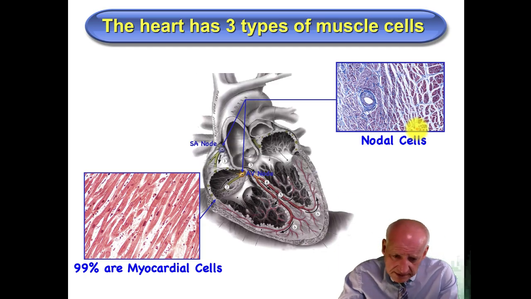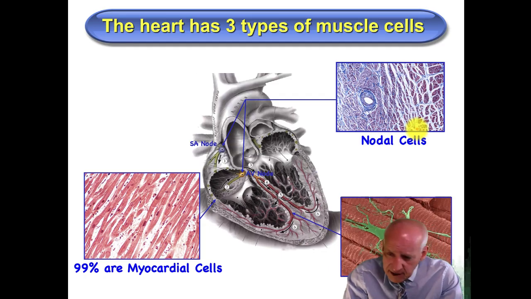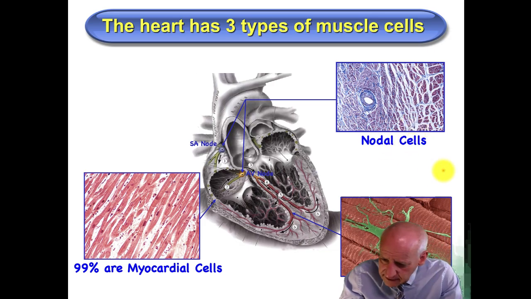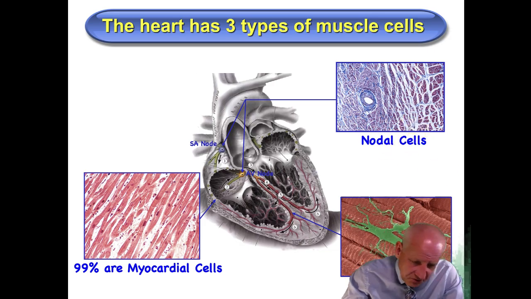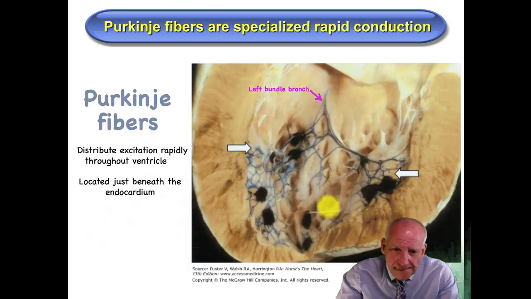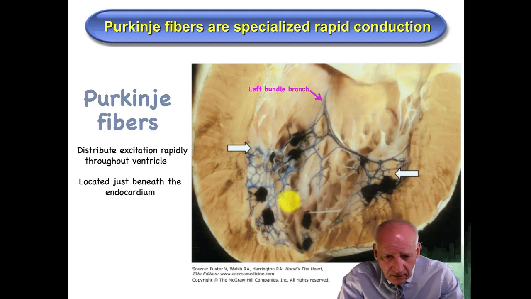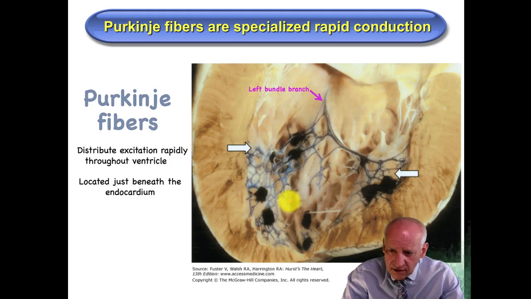The third type of muscle cell is called a Purkinje fiber. And it forms narrow tracks, kind of like little wires, that distribute electrical excitation throughout the heart rapidly. Now here we see a cross-section of a sheep's heart, and it very nicely shows a stained Purkinje fiber network, the wiring network of the ventricle.